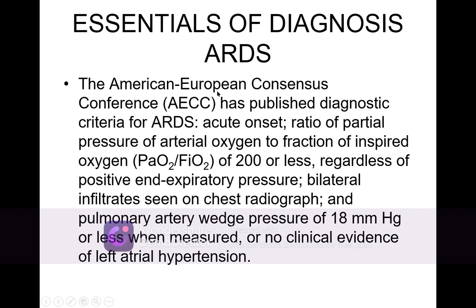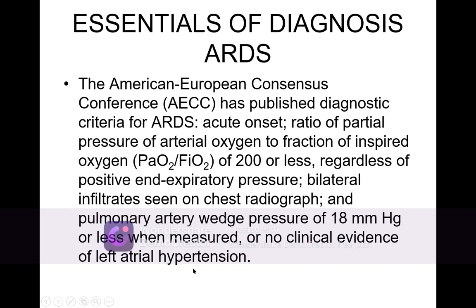Essentials of diagnosis, according to these conferences, for acute problems of the respiratory system: acute onset, ratio of the partial pressure of oxygen to FiO2 of 200 or less, regardless of the positive end-expiratory pressure. You do PEEP on ventilation, but it will definitely be very difficult to increase it. Bilateral infiltrates seen on the chest radiograph, which you have seen, and the pulmonary artery wedge pressure is 18 millimeters or less when measured. It means there is no relation with left atrial hypertension, so there is no back pressure.